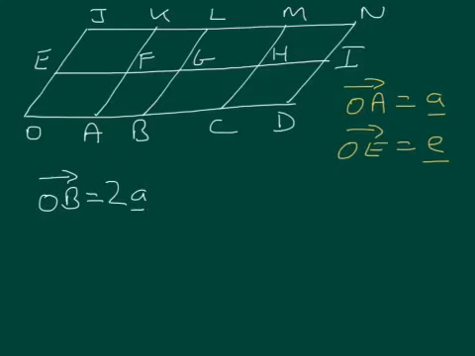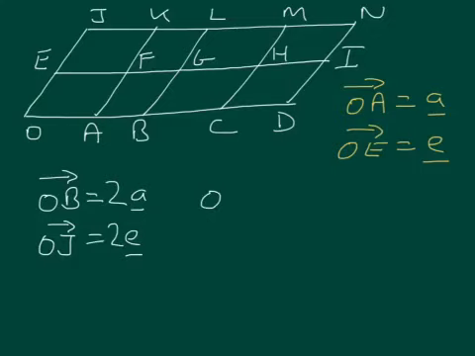Notice that I've underlined this vector. If I don't underline it, it's a length. By underlining it, I'm saying that it's a vector. It's got magnitude and it's got direction. What's the vector from O to J? That's that one plus that one, so that's 2E.